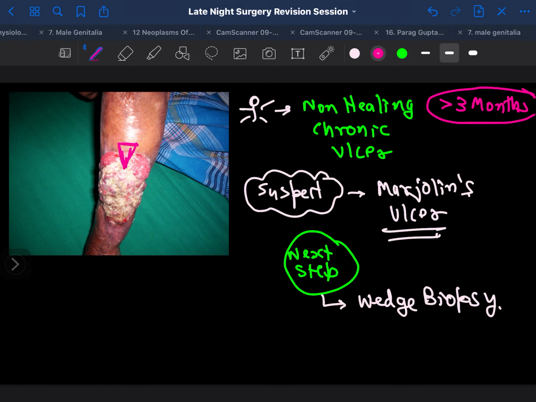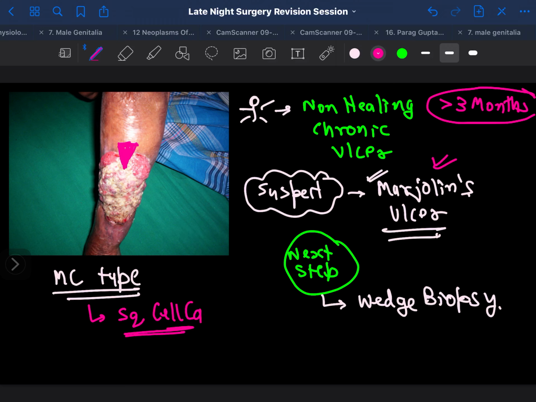So what you need to do is take a wedge of tissue of normal skin and a wedge of tissue of this particular ulcer, and send it for histopathological examination to evaluate whether any malignancy is developing over here or not. If it comes out to be a Marjolin's ulcer, what is the most common type of malignancy? Absolutely no doubt about it, it has to be a squamous cell carcinoma. This is the most common type of malignancy which occurs in the Marjolin's ulcer.